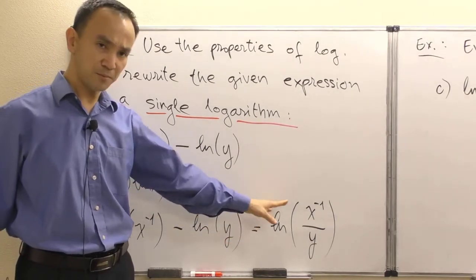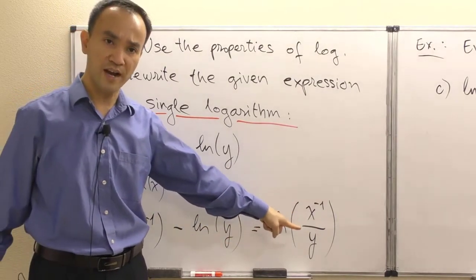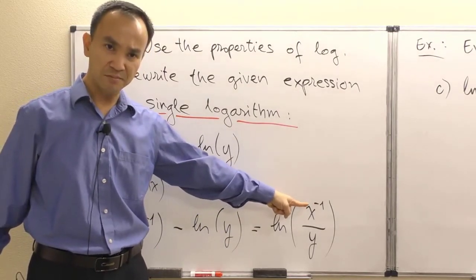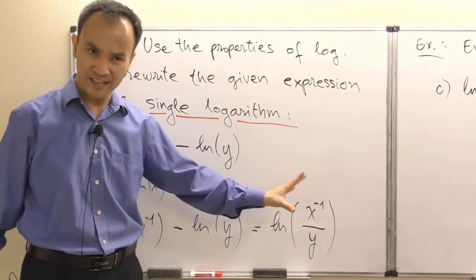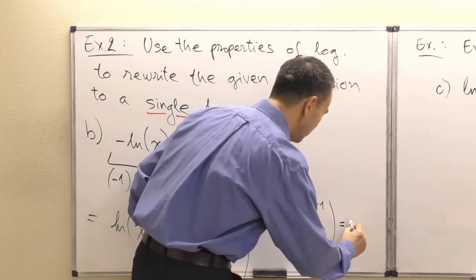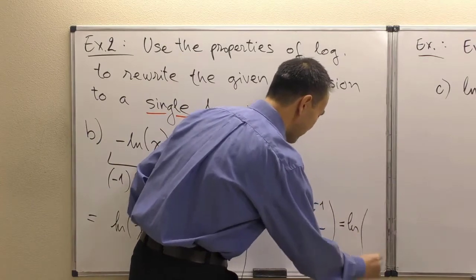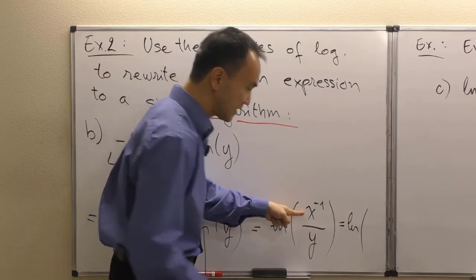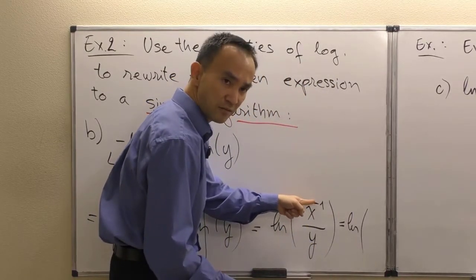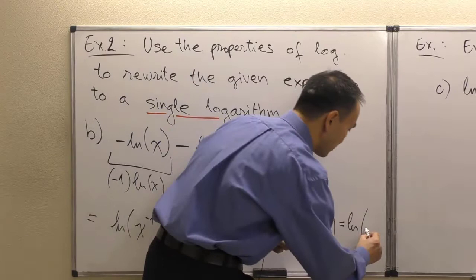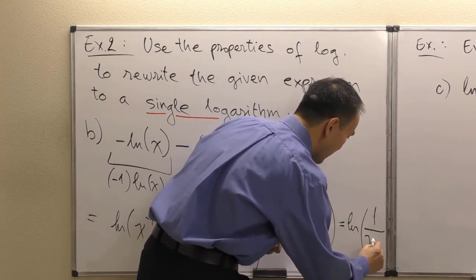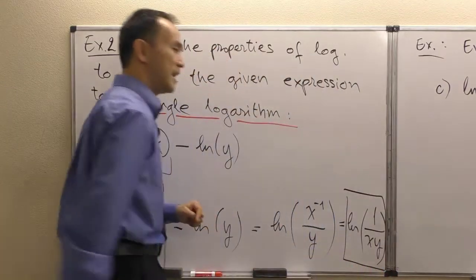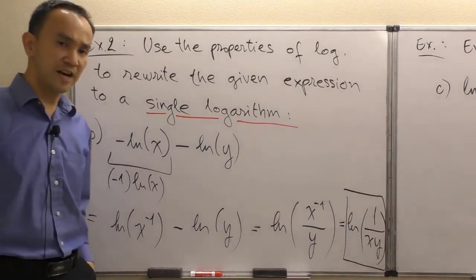But at this point, I'm not quite satisfied with the way this answer is expressed. Due to the fact that there's a negative power inside my log, I don't like that. So we're going to rewrite that as natural log. With some simple algebra we learned from our previous course, we can bring this negative power of x to the denominator, making that 1 over xy. That's our final answer.